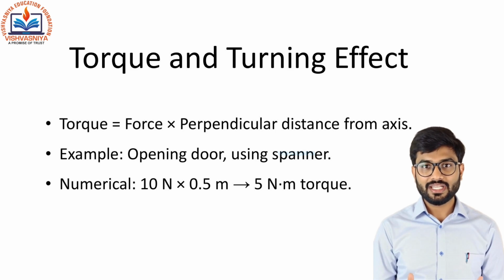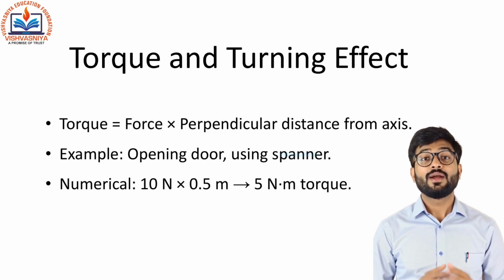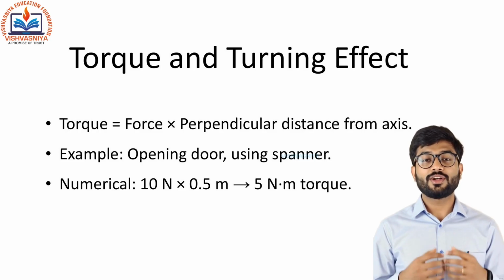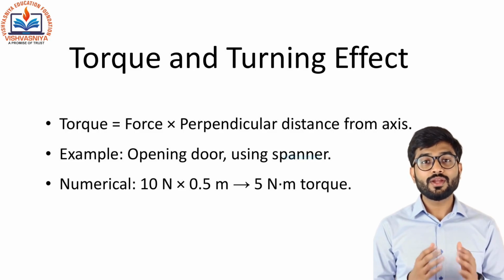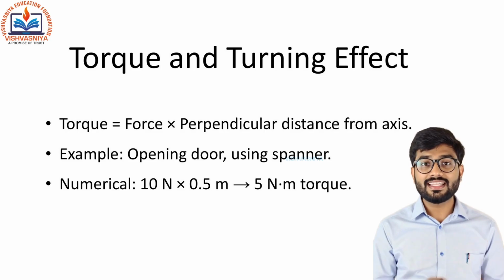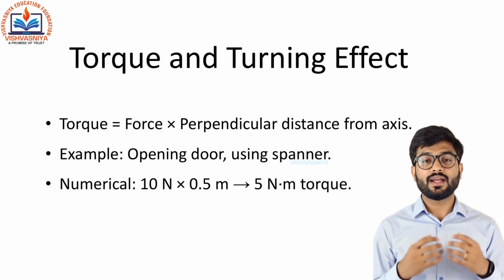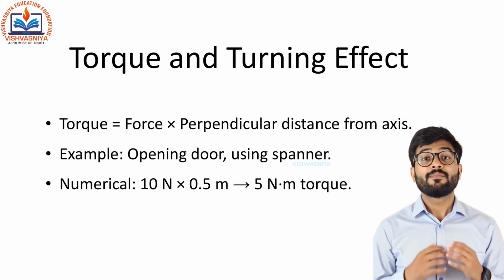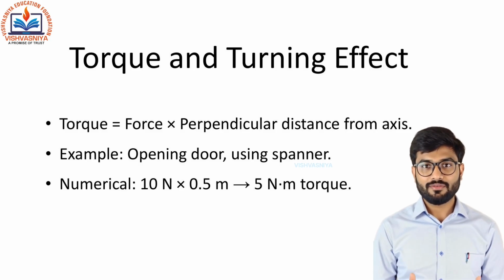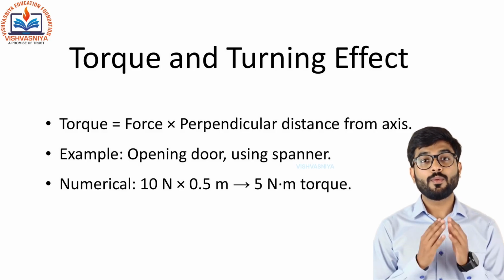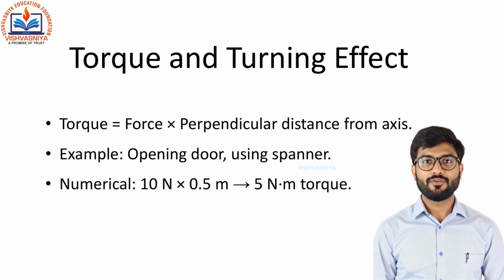We say torque equals force multiplied by perpendicular distance from the axis of rotation. Example: when you open a door, you apply force at the handle, far from the hinge, to produce a larger turning effect with less effort. That's why pushing a door near its hinge feels harder. Numerical example: a force of 10 newtons is applied at a perpendicular distance of half a meter from a hinge. Torque equals 10 multiplied by 0.5, that is 5 Newton meters.